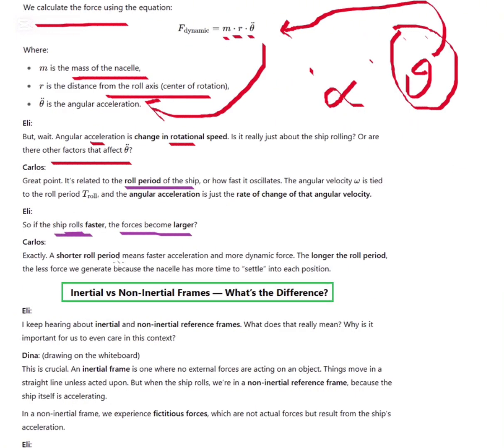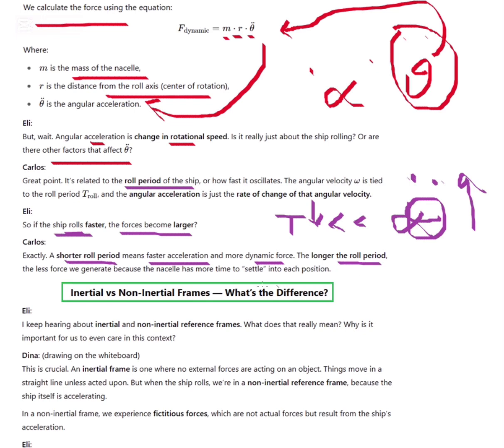Exactly. A shorter roll period, if the time period T is shorter, means faster acceleration and more dynamic force. If the roll period goes down, the angular acceleration theta double dot goes up. A longer roll period means less force is generated, because the nacelle has more time to settle into each position.